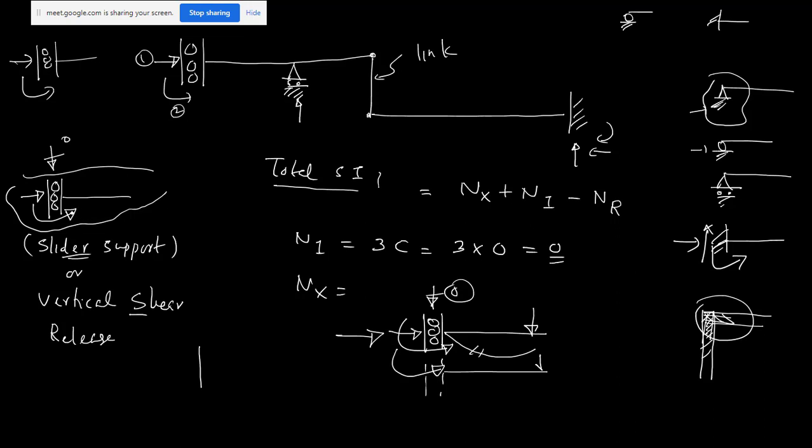Sometimes you will get this kind of support, a horizontal slider support. That means there will be a vertical reaction, and there will be a moment also. It can move in the x direction. It can just slide. You can see I have drawn some kind of roller. It can move in the horizontal direction in this case, so there is no reaction against that movement. There is no restraint. So this is zero, but there will be one vertical reaction and one moment. So is that clear?